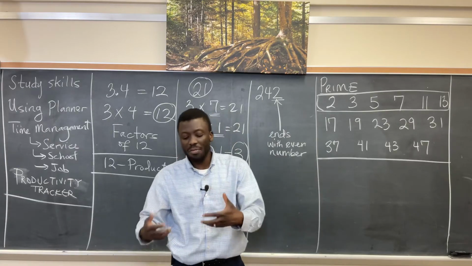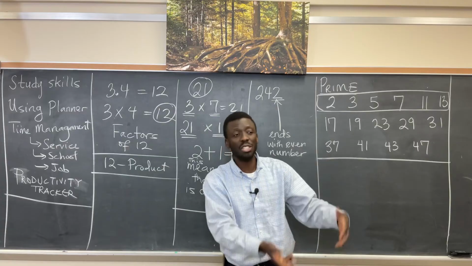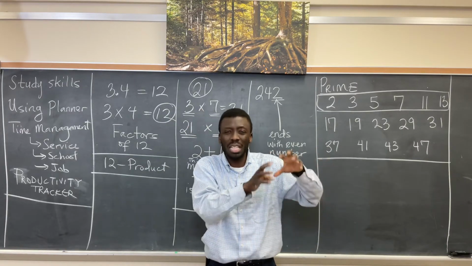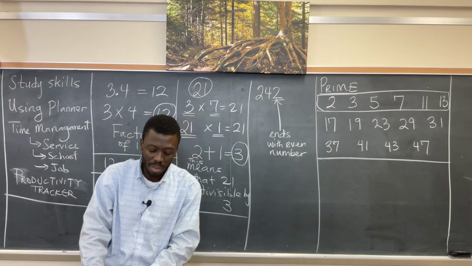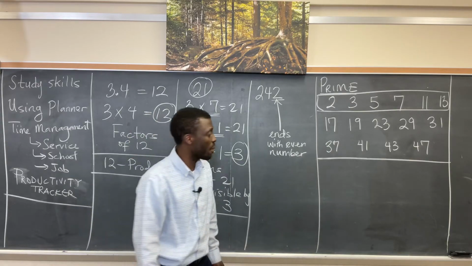If you know how to prime factorize well, then you can actually find lowest common multiple and greatest common factor. You'll also be able to add fractions better, which is another topic that a lot of students sometimes struggle with. So stay tuned for more information on that. So where do we go from here? How do we prime factorize a number?